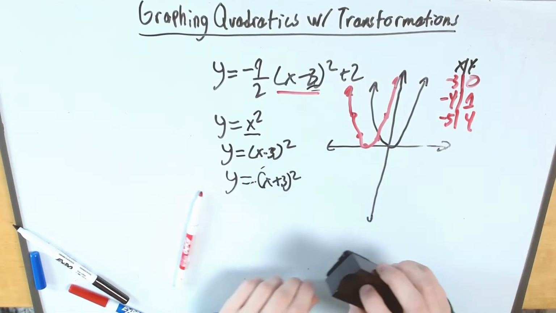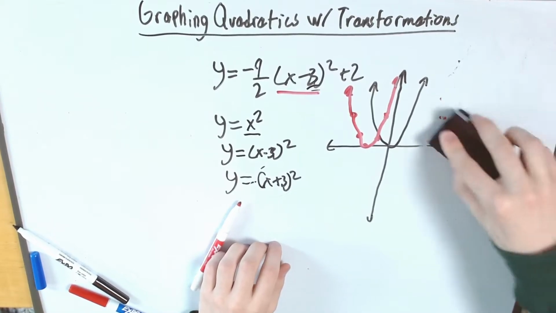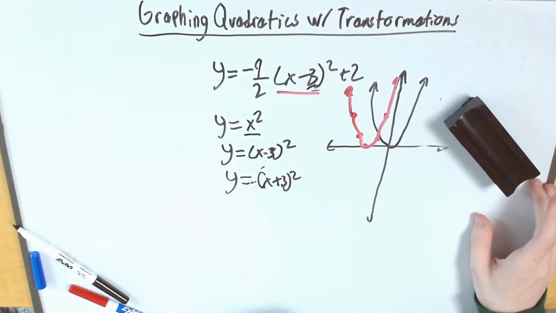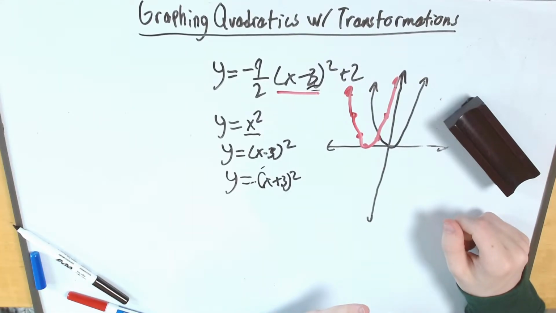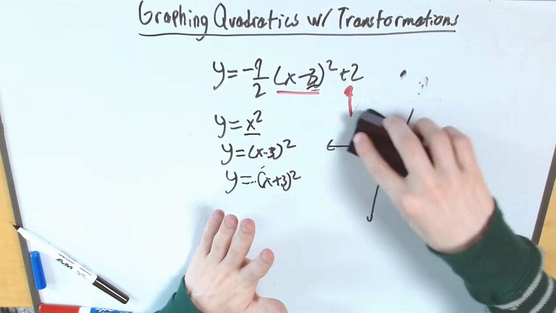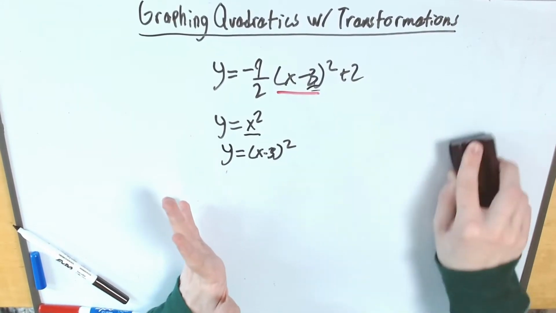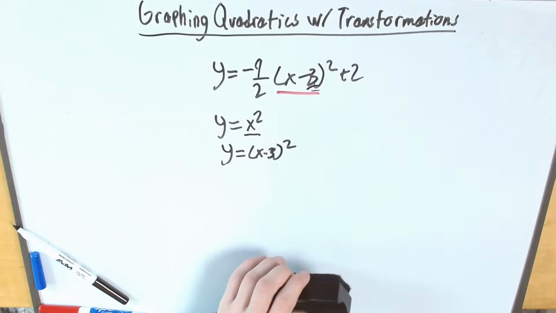So when it's x minus 3 or x minus something squared, it means we're going to the right that many units. If it's x plus 3 or x plus something squared, it means we're going to the left that many units. So we have a start. We've got x minus 3 squared, but now what?